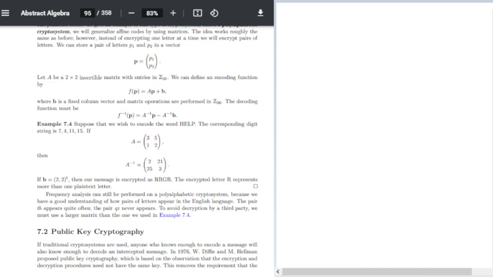The encrypted letter R represents more than one plaintext character. Frequency analysis can still be performed on polyalphabetic cryptosystems because we have a good understanding of how pairs of letters appear in the English language. The pair TH appears quite often. The pair QZ never appears. To avoid decryption by a third party, we must use a larger matrix than the one we used in example 7.4.